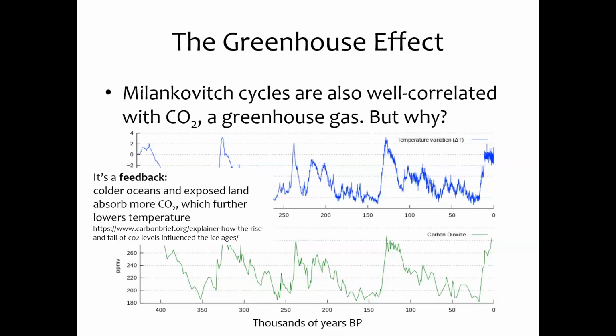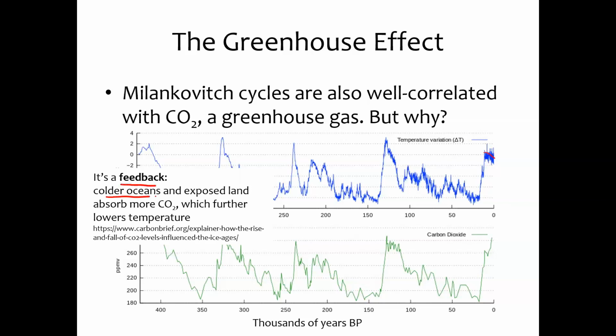Now, I'll mention that these Milankovitch cycles that we've seen, the sort of up and down variation that's due to Earth's orbital variations, turn out to also be well correlated with carbon dioxide, which can be confusing because those Milankovitch cycles are dependent on Earth's orbit. CO2 is definitely not directly dependent on Earth's orbit, but they're both influencing the temperature. It turns out the reason for this is that there's a feedback.